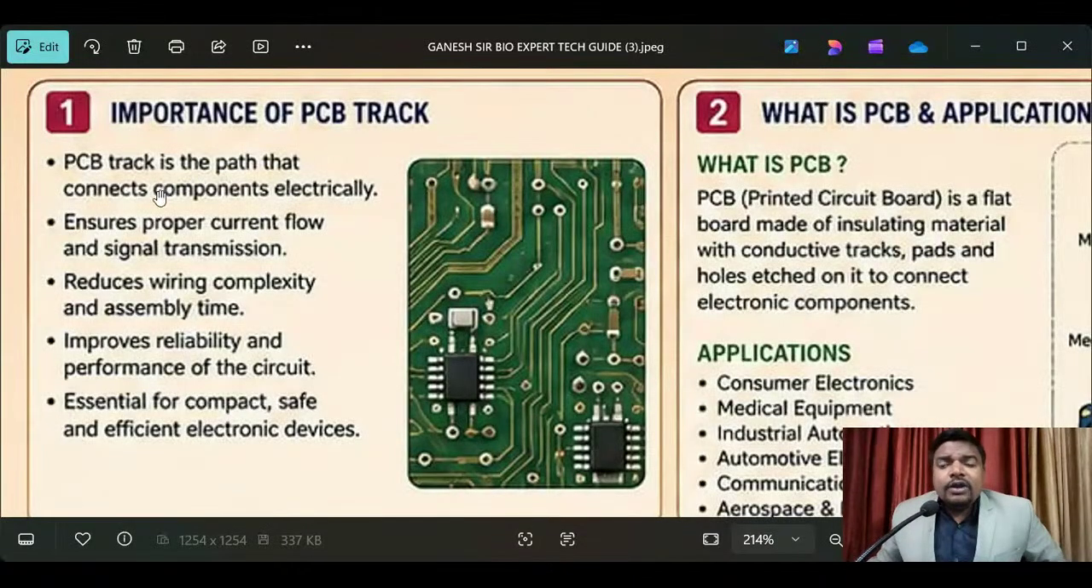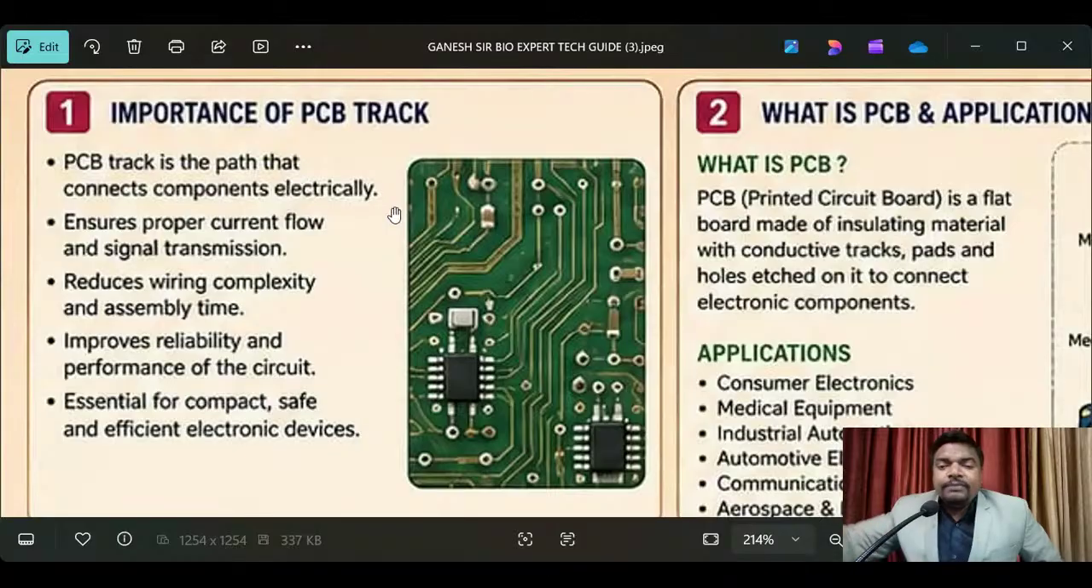See here, now I'm going to read out. See here, how PCB looks like and what things are there. PCB track is the path that connects the components electrically. Okay, what is the importance of PCB? I'm going to tell you, so listen carefully and try to keep it in your mind. Whenever you face interviews, and whenever you go for a good job for your career, these skills are very, very important. It is going to support you in your life.